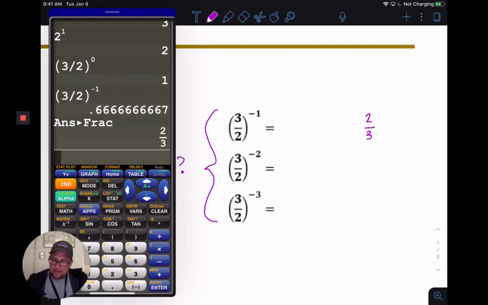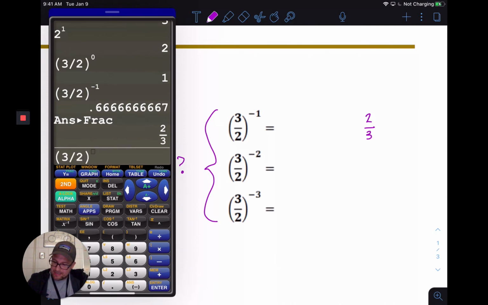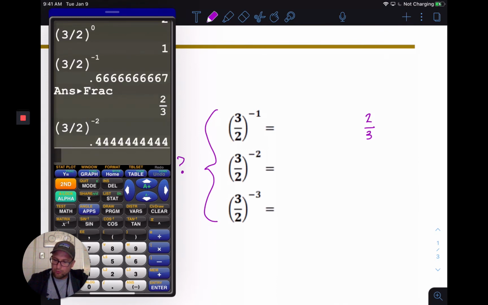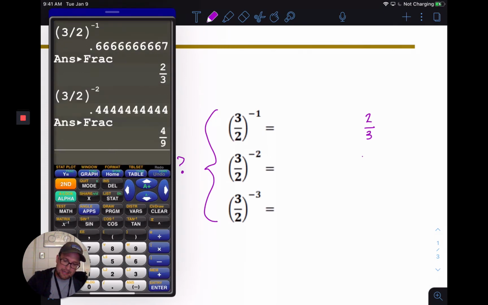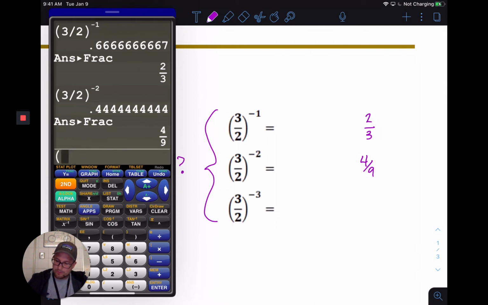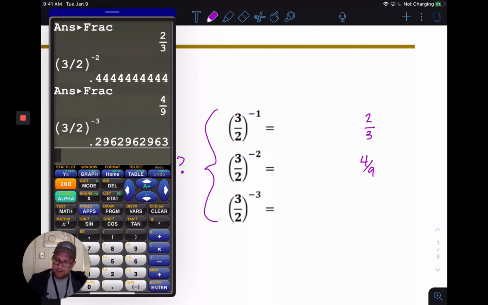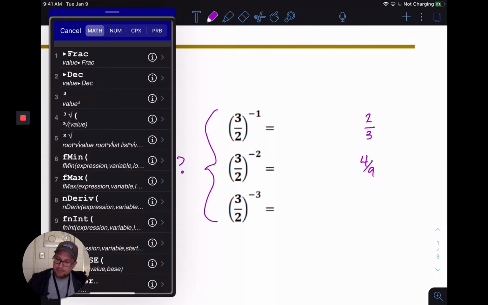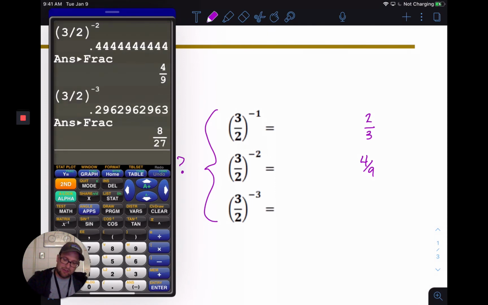Okay, let's try that for the next one too. So if I had 3 divided by 2, and I raise that to the negative 2 power, 0.44444. I'm not familiar with that off the top of my head, so I'm going to use my calculator to do some lifting. I get 4/9. Okay, and 3 divided by 2, and if I raise that to the negative 3rd power, I get, well, that's just 8/27.